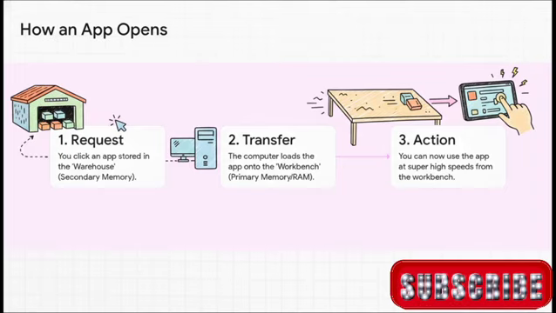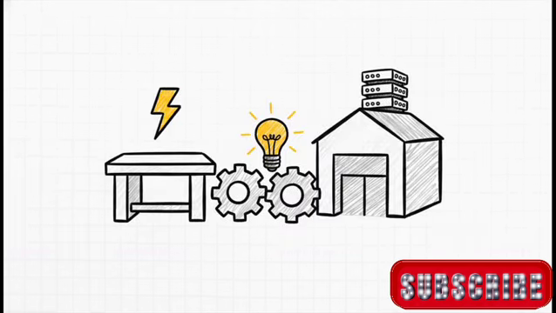That's the aha moment. The little bit of slowness at the start is the trip to the warehouse. The instant speed you feel after that is because you're working right on the bench. So you see, this isn't some kind of flaw or a limitation. It is an absolutely brilliant and efficient design. It's just a really elegant engineering solution that gives us the best of both worlds. You get the incredible speed you need for active tasks and the enormous storage space you need for everything else.